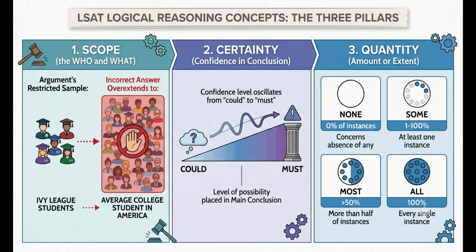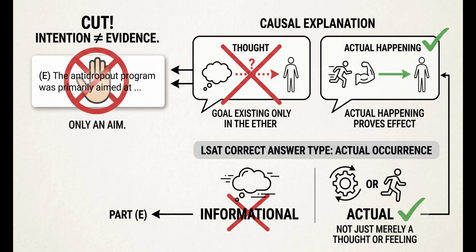Let's try it out, beginning with E. E. The anti-dropout program was primarily aimed at... OK, cut. We can stop reading here because stating the program's primary goal cannot help us determine if the program actually caused the decrease in dropout rate. It is akin to restating how you had a burning desire to be thin at the start of the yoga diet program. Okay, so what? LSAT correct answers tend to be actual happenings, not just merely a thought or feeling that exists only in the ether. So the biggest problem with E is that nothing actually happens. It is informational and not actual.